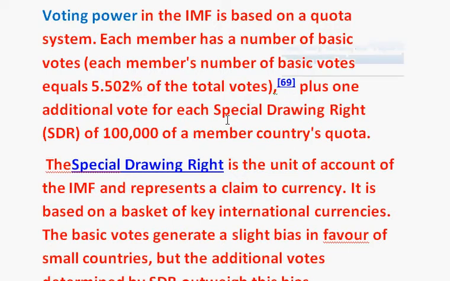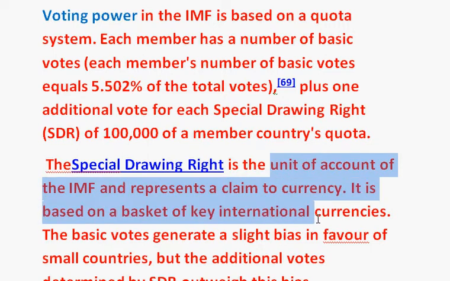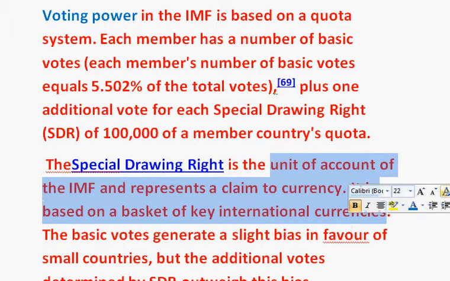Plus extra votes are given on the basis of special drawing rights. What is special drawing right? This means the unit of account of the IMF that represents a claim to currency. It is based on a basket of key international currencies. It is like the right of a country to withdraw any amount of money from the bank.